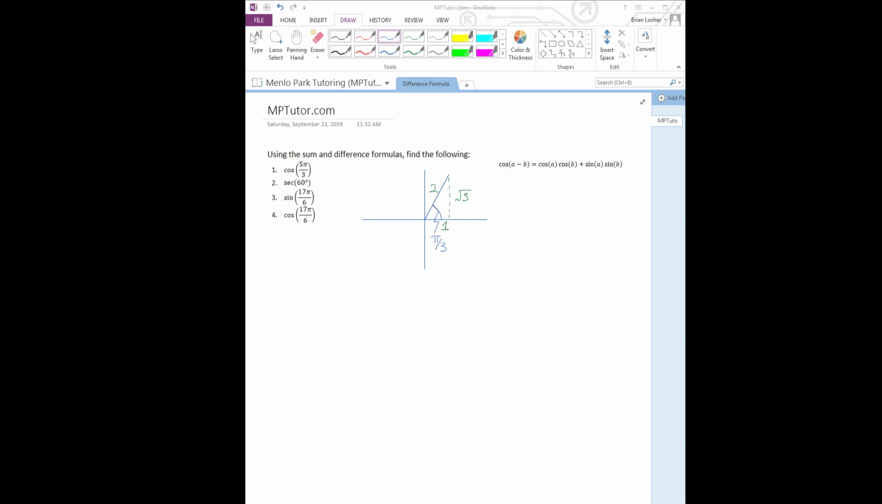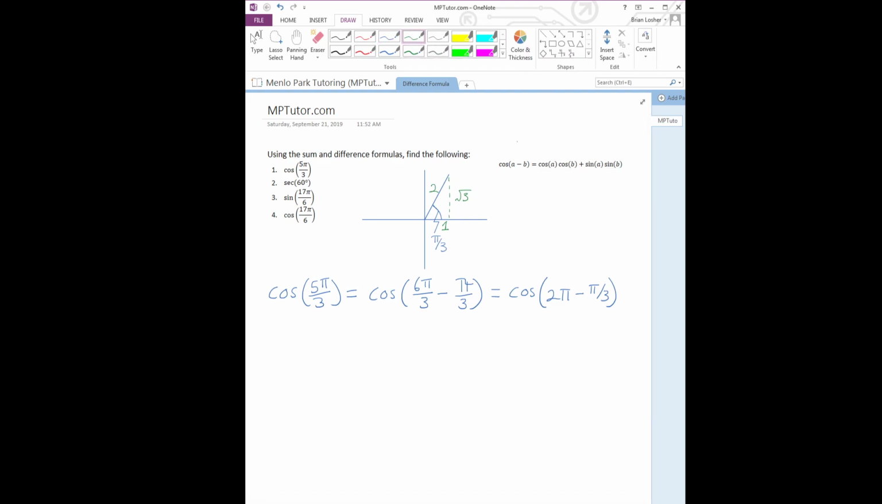So we have the cosine of 5 pi over 3, and I'm suggesting rewriting that as the cosine of 6 pi over 3 minus pi over 3. Now this is completely legal inside of the parentheses. And what's excellent about this is this simplifies down to the cosine of 2 pi minus pi over 3. And we know the values of sine and cosine for 2 pi and pi over 3.